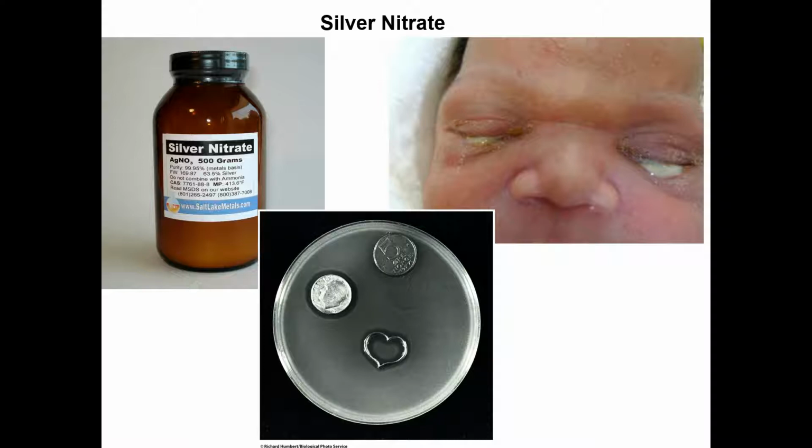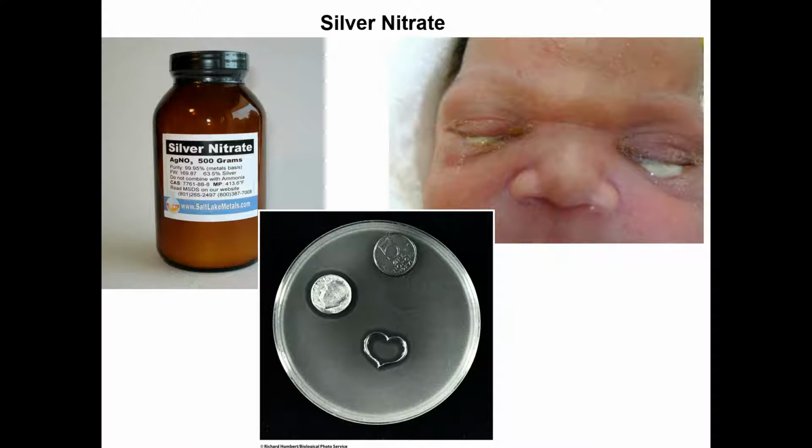In this case, if it infects the eyes, you end up with an infection in the eyes, so ophthalmia neonatorum. You have basically conjunctivitis that's due to the bacterium. And so one way of preventing this is by the administration of silver nitrate to the eyes.